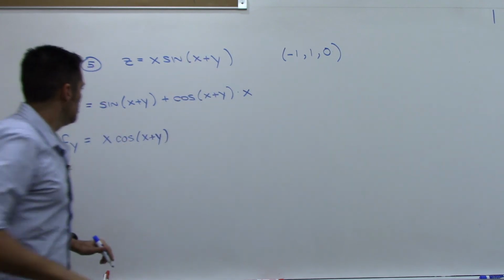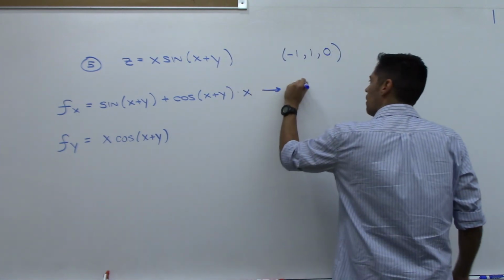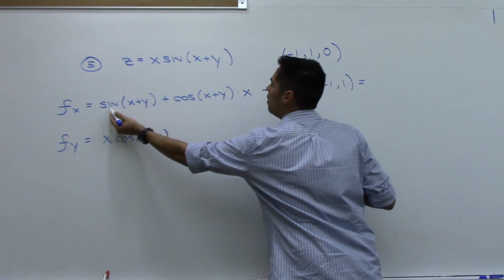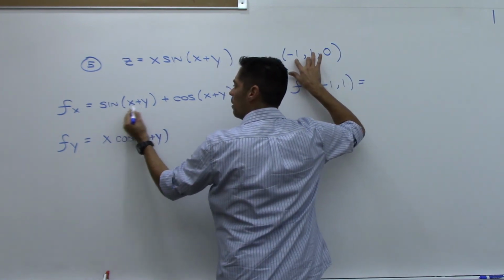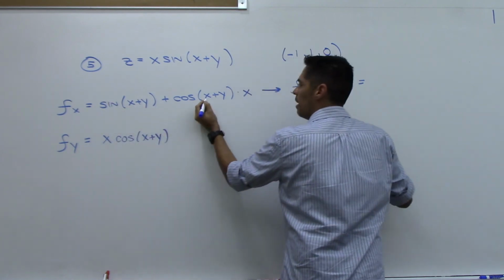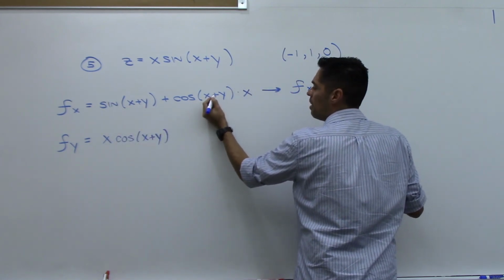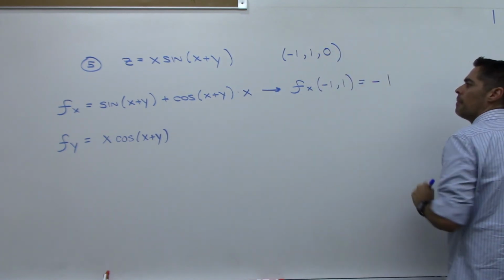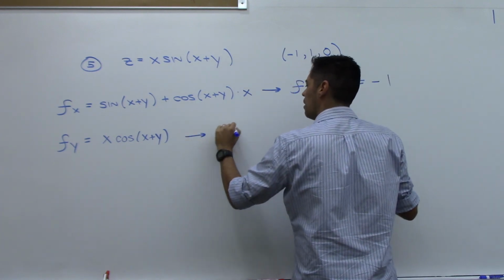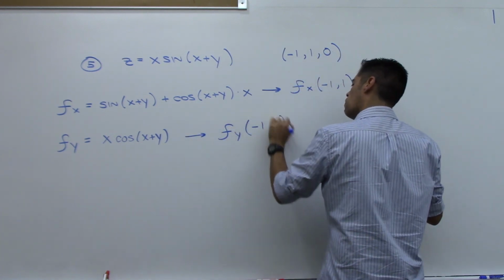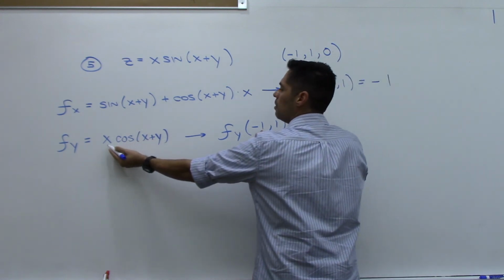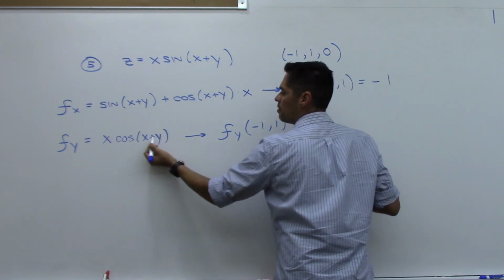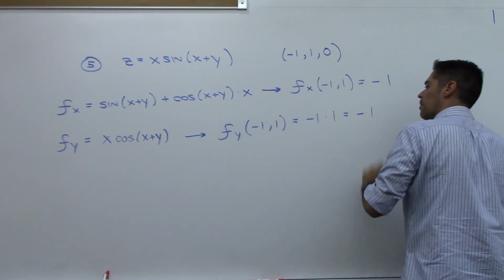Good. Now plug in the point negative 1, 1. So let's see what happens here. Right here, when I plug in -1 and 1, I get 0, sine of 0 is 0, good. -1 and 1 here, get 0, cosine of 0 is 1, but then times x, which is -1, so I get -1 here. Okay, plug in -1 for x, you get -1 times, -1 plus 1 is 0, cosine of 0 is 1, so you get 1. So you get -1 there.